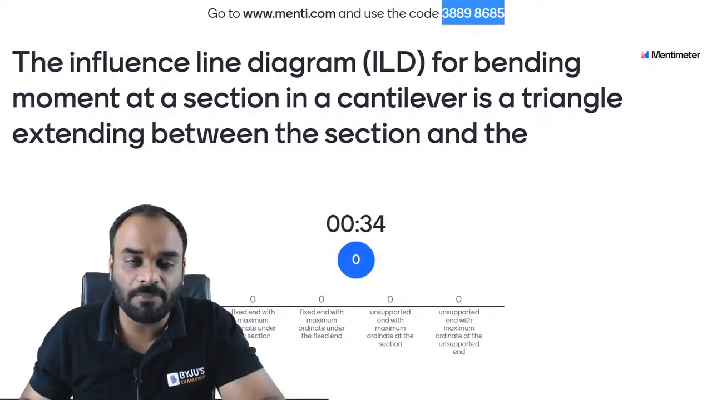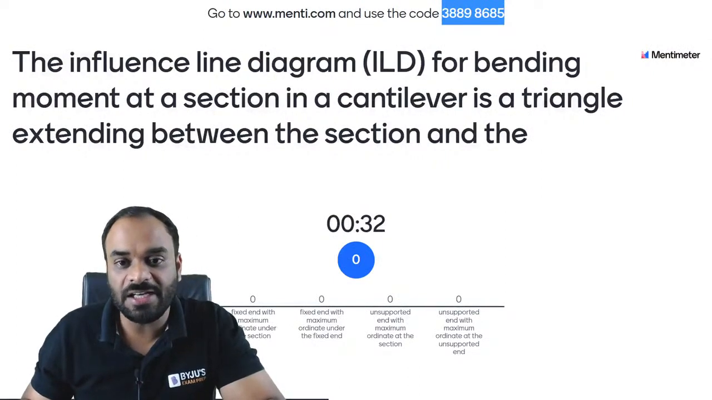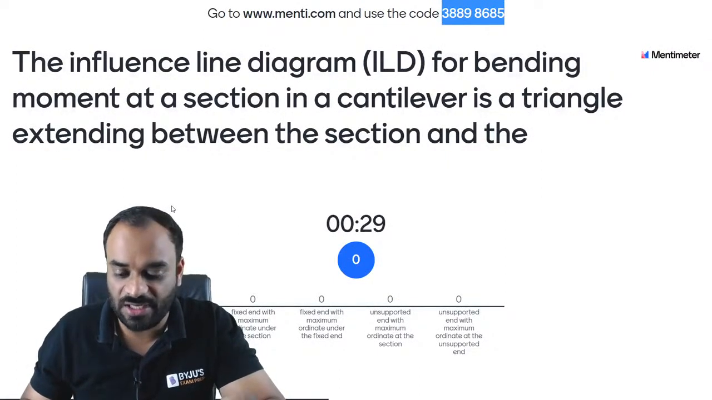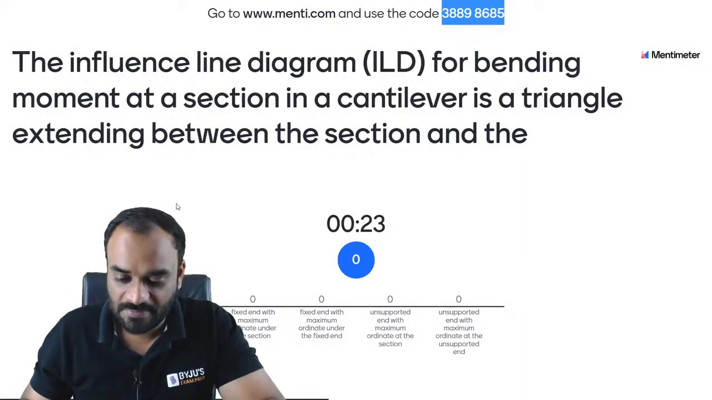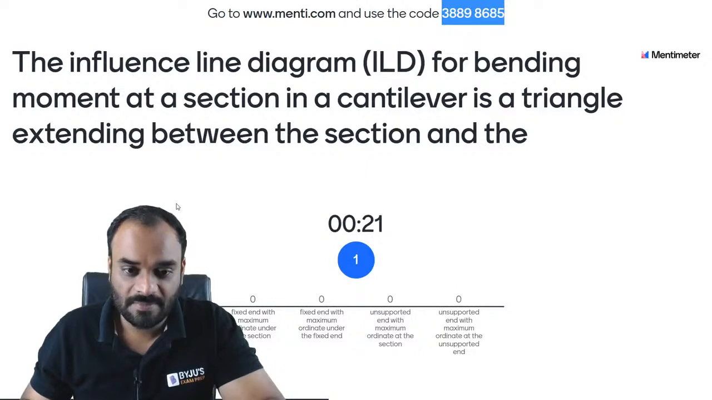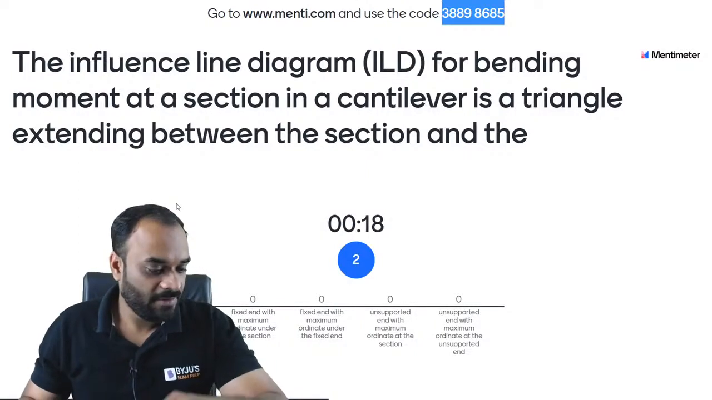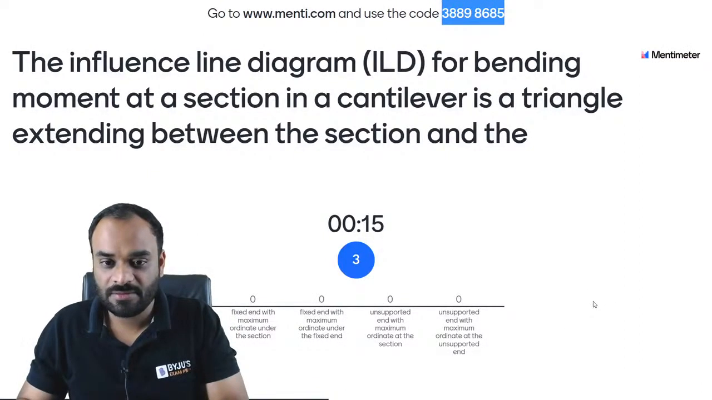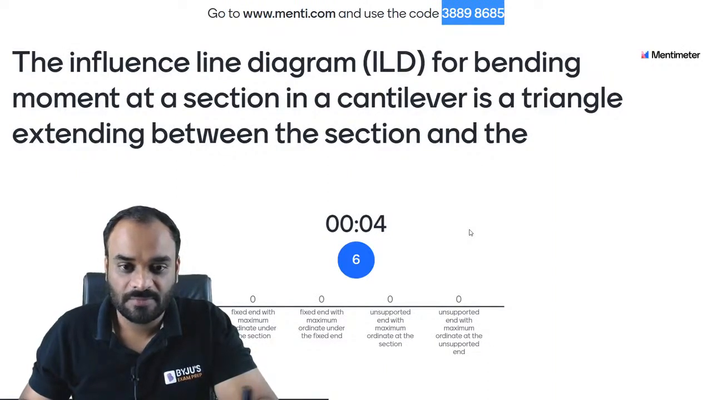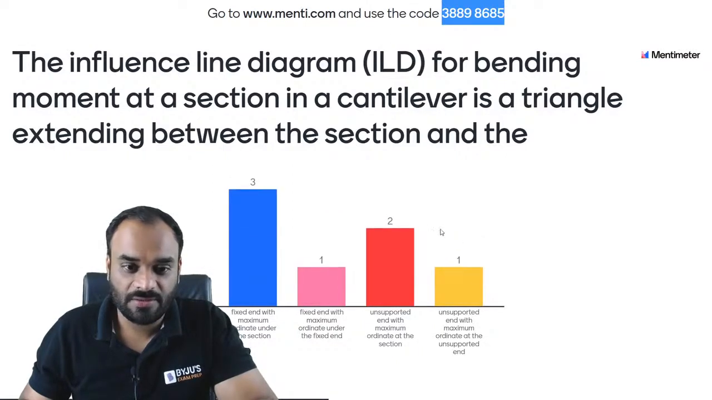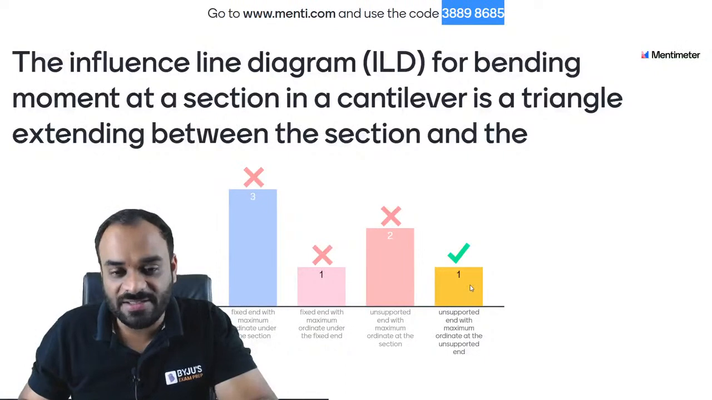Question number 10. The influence line diagram for bending moment at a section in a cantilever is a triangle extending between the section and the... Okay, let's see. So basically D is the correct answer.